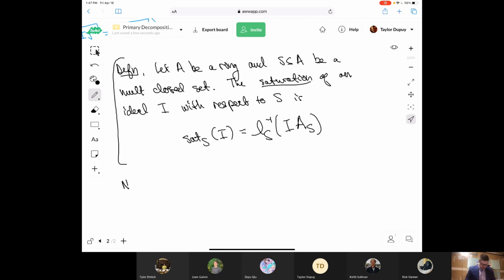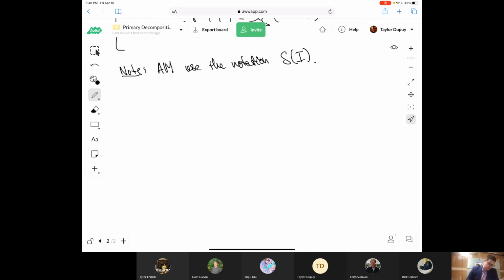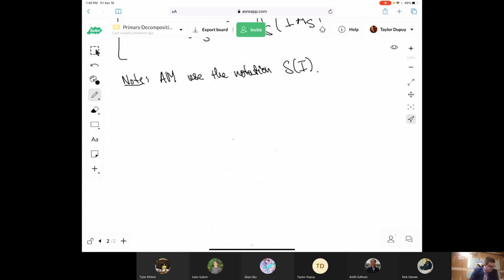Note that Atiyah–Macdonald used a different notation, S of I, for this saturation. I think Stillman uses this sort of notation. Stillman is one of the authors of Macaulay2. Macaulay2 is a computer algebra system for algebraic geometry and commutative algebra, like CoCalc or Sage.